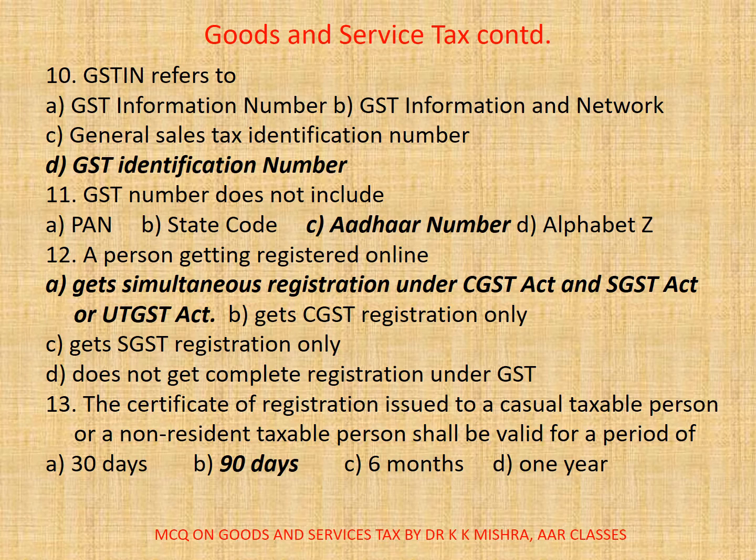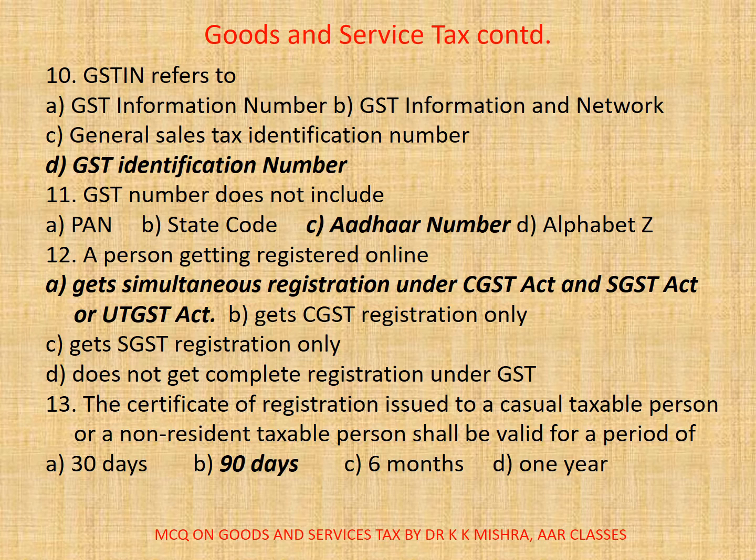12. A person getting registered online: A. Gets simultaneous registration under CGST Act and SGST Act or UTGST Act. B. Gets CGST registration only. C. Gets SGST registration only. D. Does not get complete registration under GST. Here the correct option is A. Gets simultaneous registration under CGST Act and SGST Act or UTGST Act.